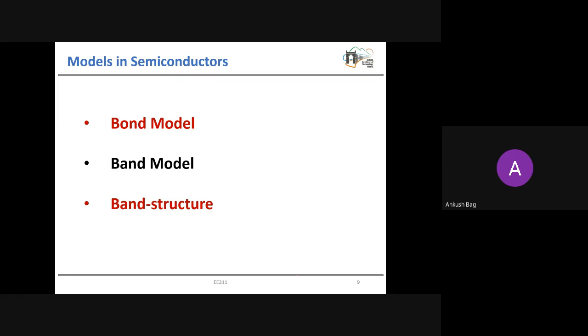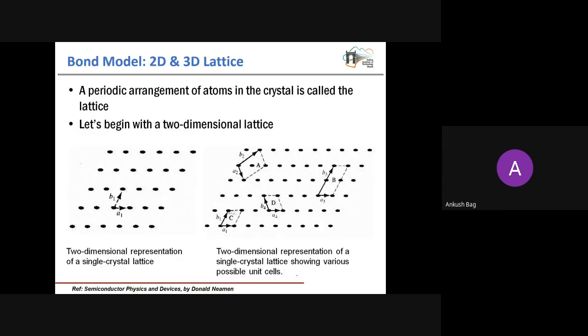Anyway, there is some research where people are theoretically calculating the band structure and trying to predict the behavior of any new semiconductor. That is something for research. Now in the bond model, as you know, in a typical semiconductor crystal we have a periodic arrangement of atoms, which is essentially also called a lattice.